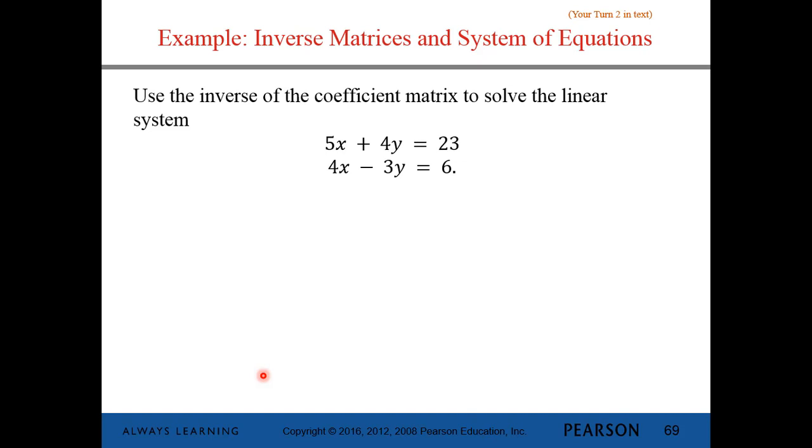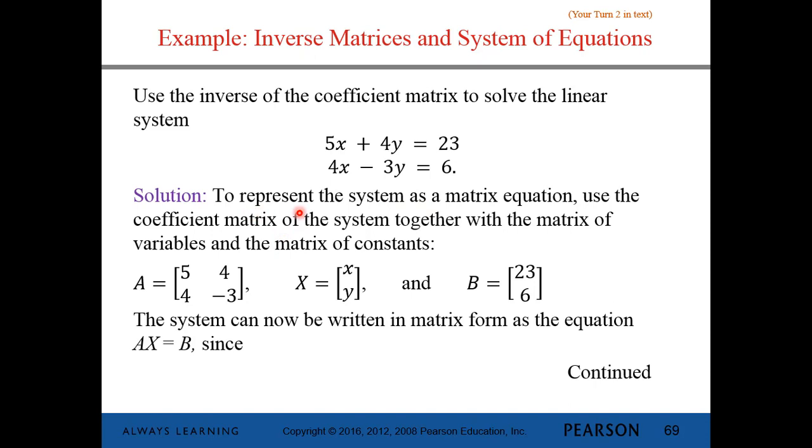Let's use the inverse to find the solution to this linear system. Now again, there are different ways we've done it. Let's use the coefficient matrix. So the coefficient matrix is going to be 5, 4, 4, -3. Then our variable matrix is going to be x, y, and our constant matrix is going to be 23, 6.